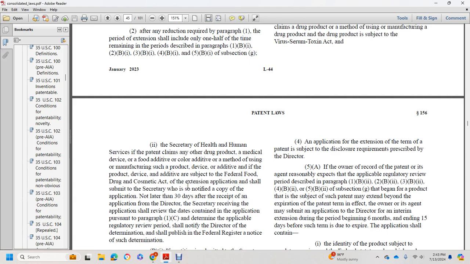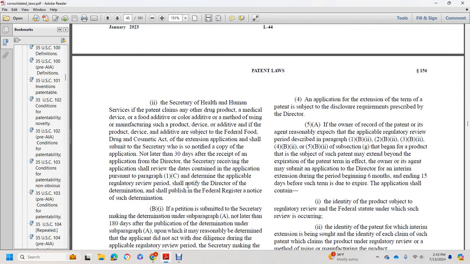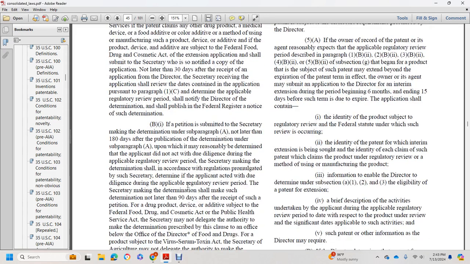Notify the Director of the determination, or publish in the Federal Register notice of the determination. B1. If the petition is submitted to the Secretary to make a determination under paragraph A no later than the 180th day of the publication of the determination, or the applicant reasonably determined that they did not act with due diligence to determine the applicable regulatory review period, the Secretary shall make the determination in accordance with the regulation.